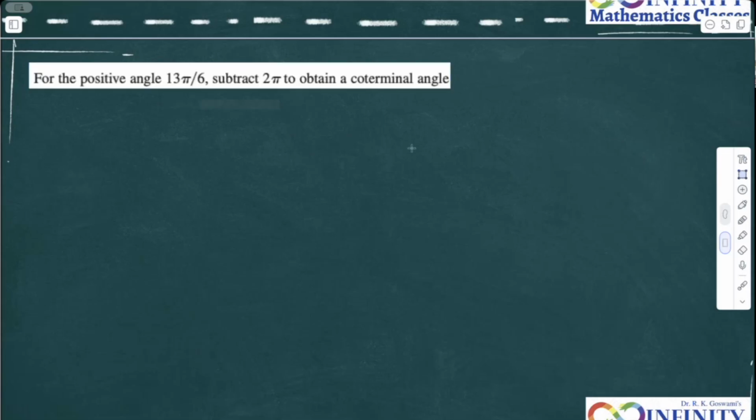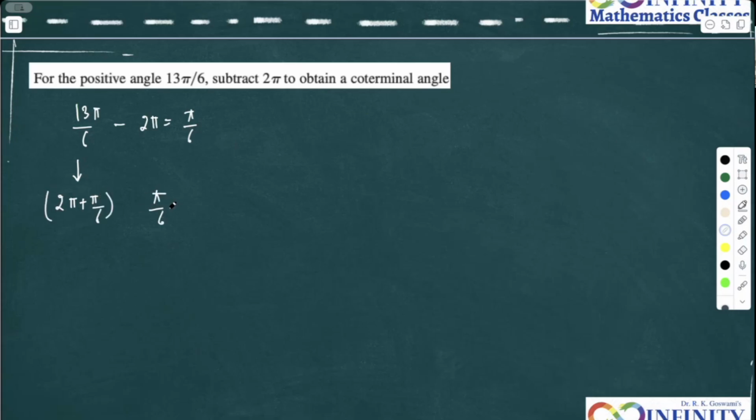Here there is a simple observation you need to make, which is sketching the angles. For the positive angle 13 pi by 6, subtract 2 pi to obtain a coterminal angle. Perfectly okay. So 13 pi by 6, subtract 2 pi there. What will you have? Is it going to be pi by 6 only? Am I right? Yeah. Also observe this 13 pi by 6 is nothing but 2 pi plus pi by 6. And I told you 2 pi plus pi by 6 and pi by 6 are going to be coterminal. It is the same validation. 2 pi is nothing but 0 for you.